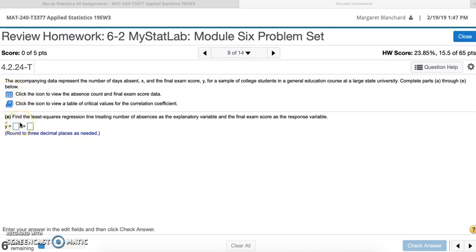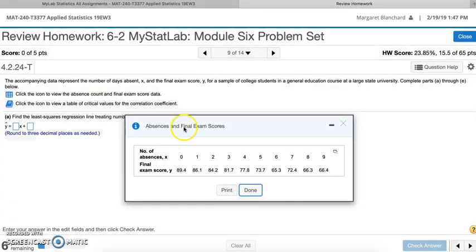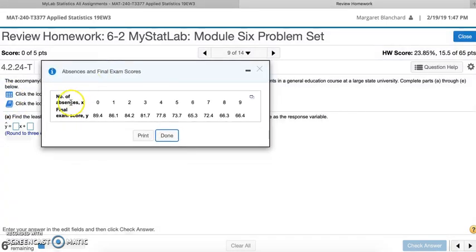Part A, find the least squares regression line treating number of absences as the explanatory variable or predictor and the final exam score as the response variable. So we're going to click on our data set. As you see here, the number of absences X is 0 through 9, and the final exam score Y ranges from about 89.4 to 66.4.